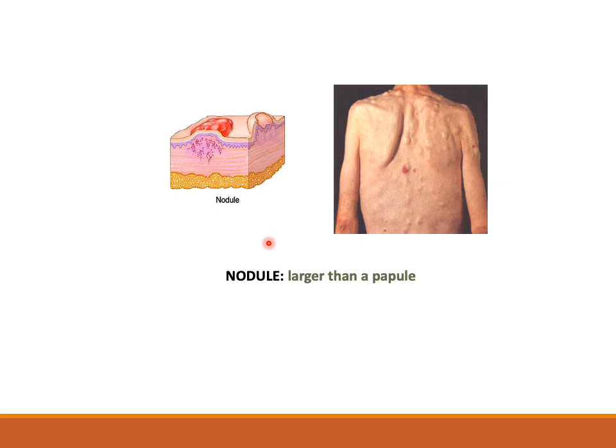Larger than a papule, we generally call it a nodule, if the papule or the size is more than 0.5 centimeters in diameter. So it's a bigger solid papule. We call it a nodule. So that's a nodule there. These are nodules.